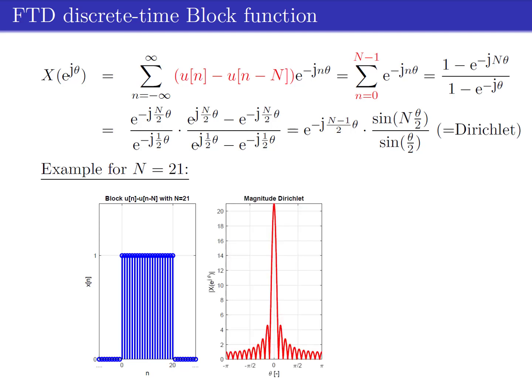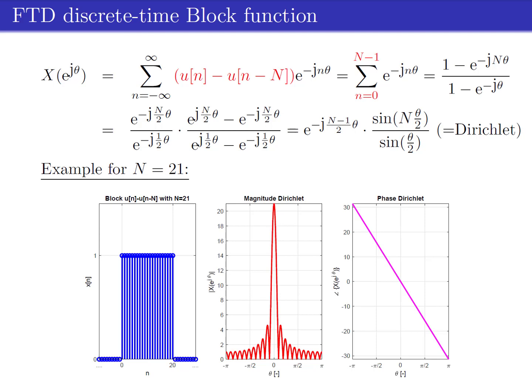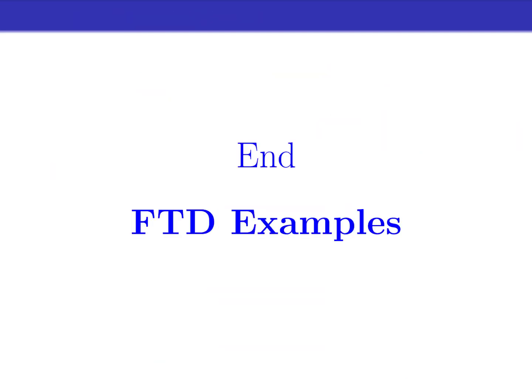The magnitude, the absolute value of the Dirichlet function, is given in the second plot. The phase of the complex function is completely given by the parameter of the complex exponent, which equals minus N minus 1 divided by 2 times theta. Thus, the phase plot of this function is a straight line as depicted in the third plot.